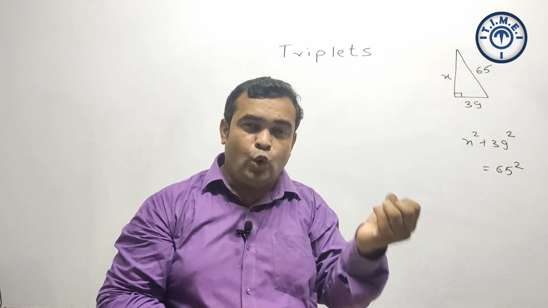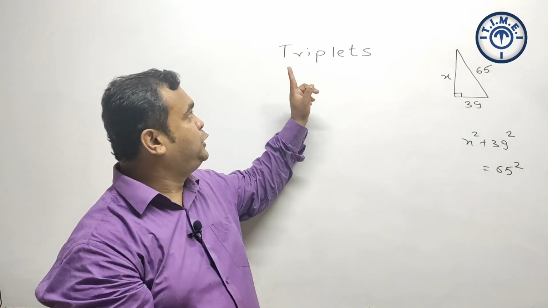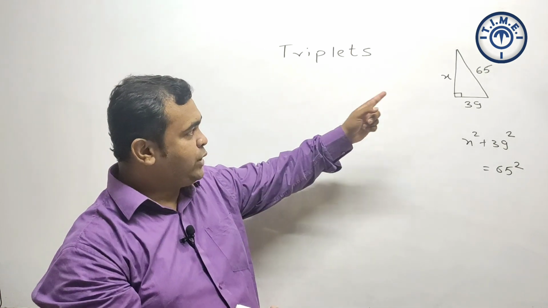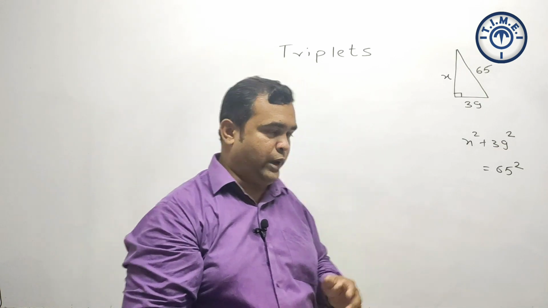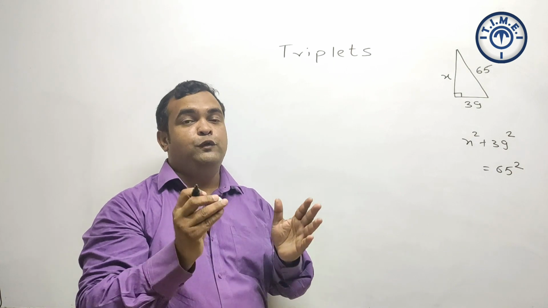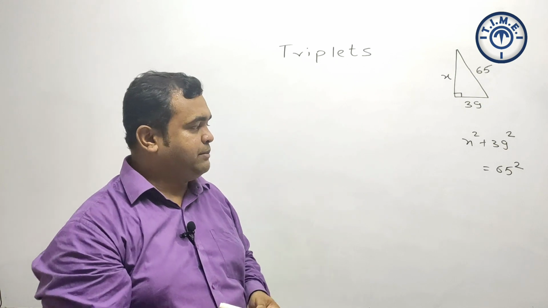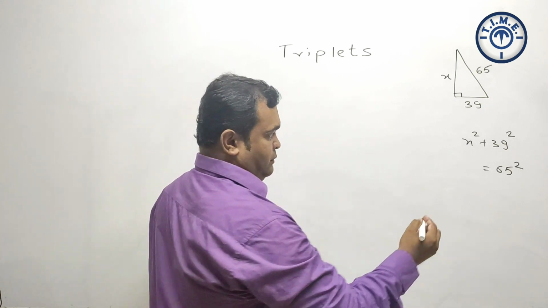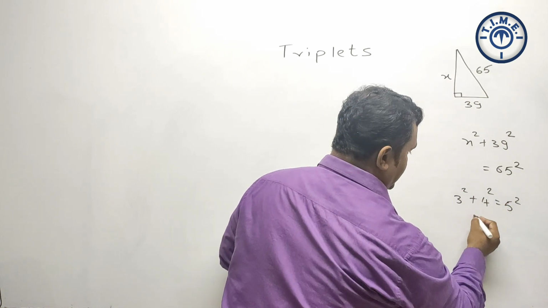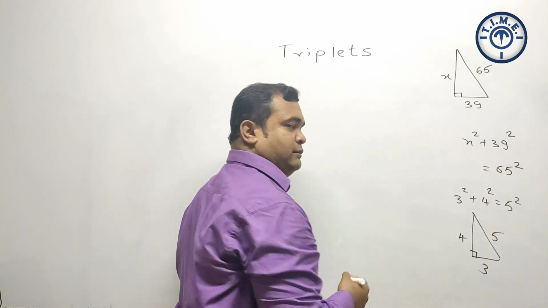I can get the answer orally within 10 seconds. But to get that I need to know the concept of triplets. So understand that concept well, then you can solve this question in 10 seconds, as I said. Triplets is basically a set of 3 natural numbers which can represent the sides of a right angle triangle. For example, your basic triplet is 3, 4, 5, because 3 square plus 4 square gives you 5 square. So you can have a right angle triangle with the sides 3, 4 and 5.